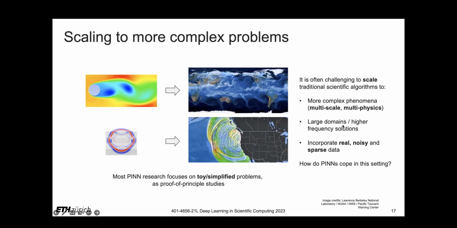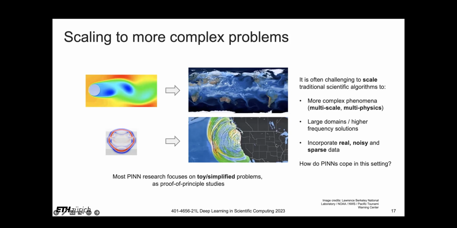Also, kind of coupled to this is, as the domain size increases, typically the frequency content of your solution increases, and this can really increase the computational cost of traditional methods. And then also, you really want to start doing these more messy problems where you start incorporating real and noisy data. So for example, with climate simulations, we have many measurements of the Earth's climate. We really want to put that in to calibrate the model and make sure that the simulation is accurate going forwards.